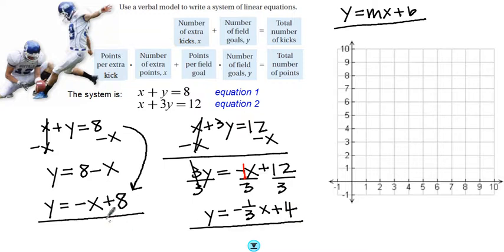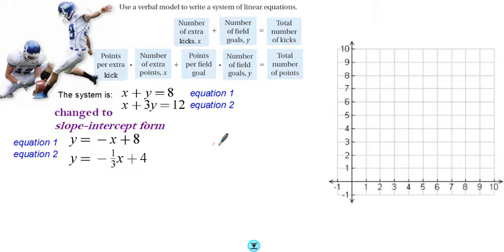Here are the two equations. Equation 1 in slope-intercept form and equation 2 in slope-intercept form. Okay? So now equation 1 and equation 2 have been changed to slope-intercept form, and we're going to use this to graph both equations. Please remember, when you graph, don't make it sloppy looking. Keep it straight. So you need to get a ruler if you need to.